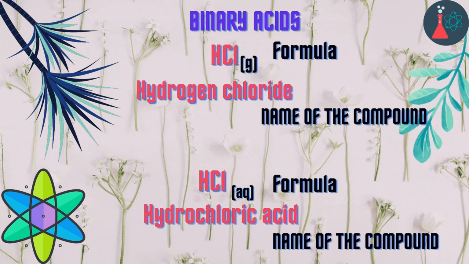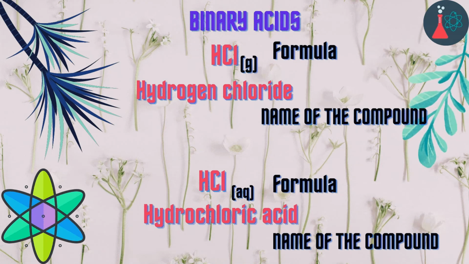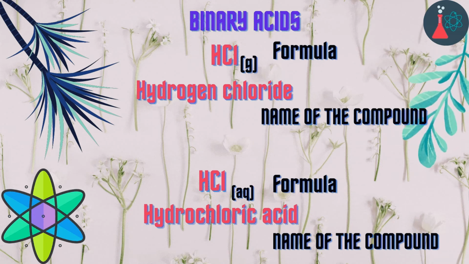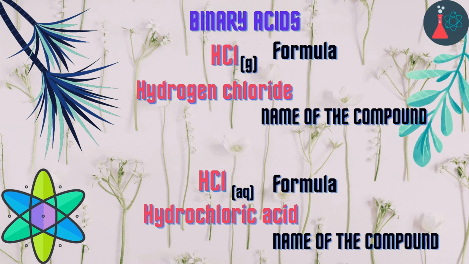Now moving on to binary acids. Number 1 example is gaseous binary acid. The rule is hydrogen plus the stem name of the nonmetal plus the -ide ending. Take a look at the symbol. You have (g) to indicate that the given example is a gaseous binary acid. So HCl. How do you name HCl? You name that as hydrogen chloride.